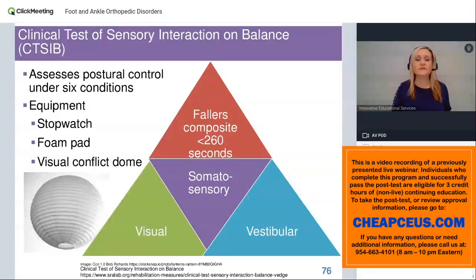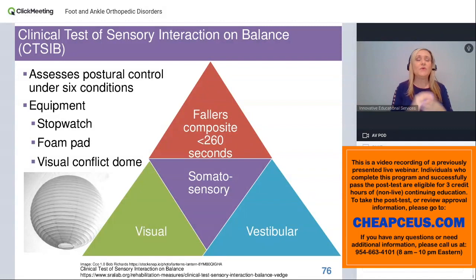The clinical test of sensory interaction of balance is another tool that we can utilize in order to gain specific information on balance for our patient. And this is another one. I have no doubt everyone's doing this. You just might not be calling it this or using the specific pieces of equipment.